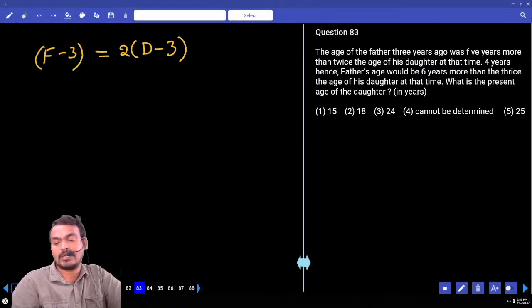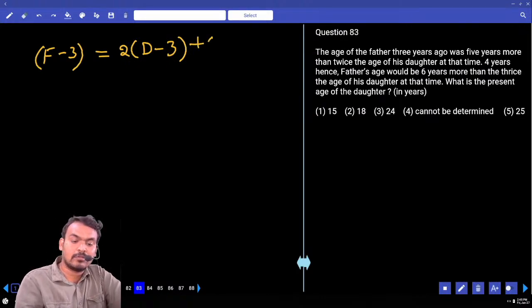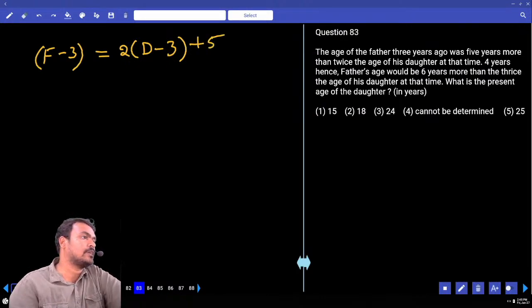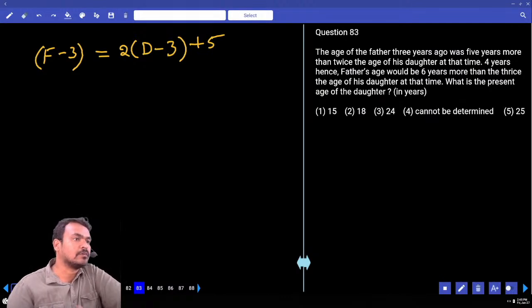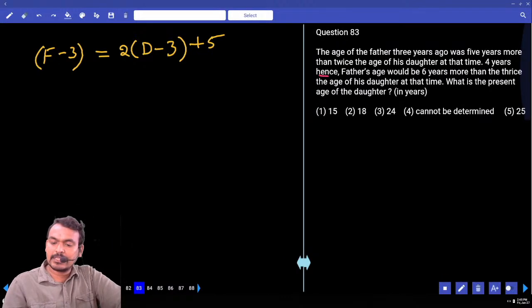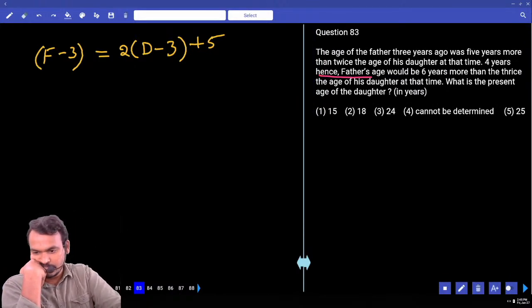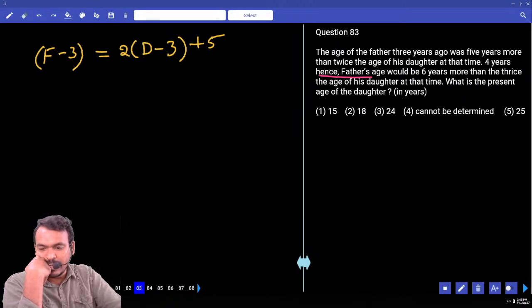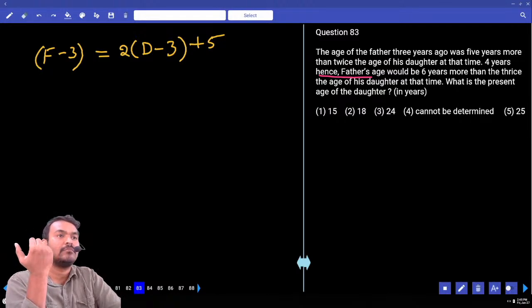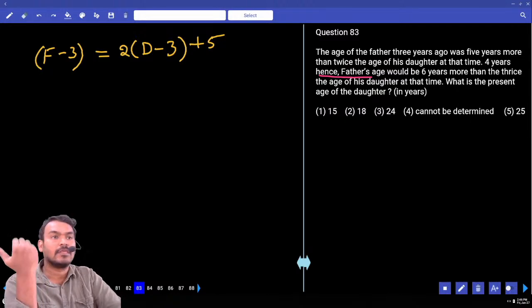Compared to this one, how many years more? 5 years more, right? Is it the first equation or the second equation? First equation. What is the second one? The age of the father 3 years ago was 5 years more than twice the age of his daughter at that time. Same, right? Correct?